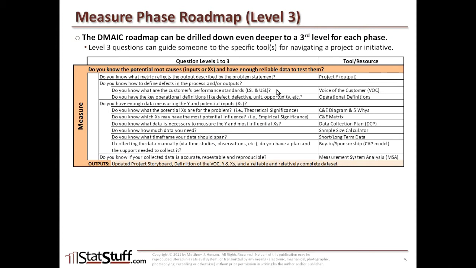Once you can answer yes, you know what those are, you move on to the next third level question, which is, do you have the key operational definitions like a defect, or what's defective, or what is a unit, what's an opportunity, or any other key acronyms or terms that are necessary for the project? Well, in that case, that would be the operational definitions that would help you in defining those and making sure you have all those key critical elements defined.